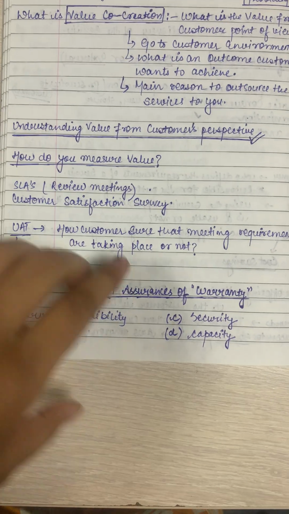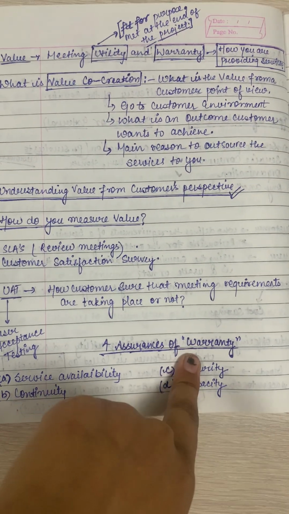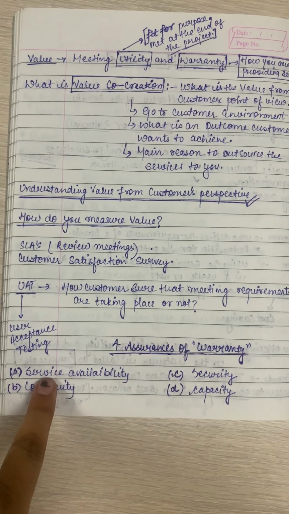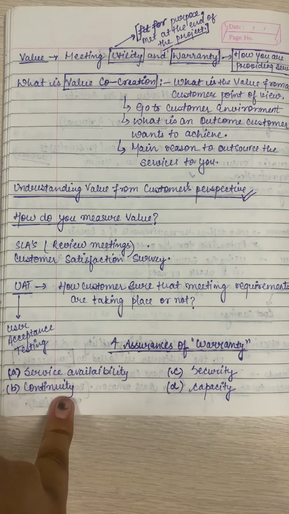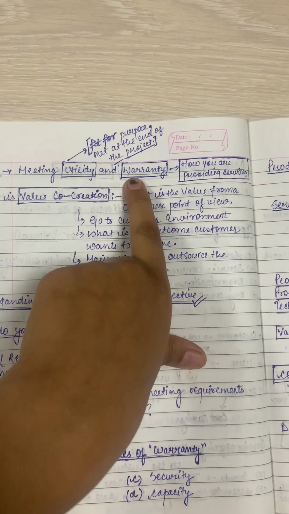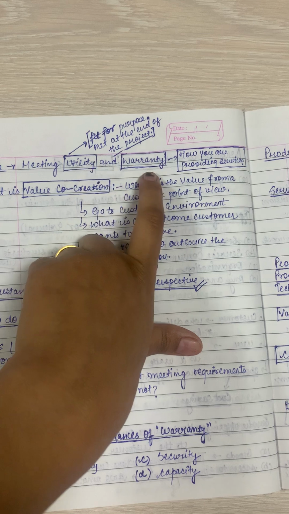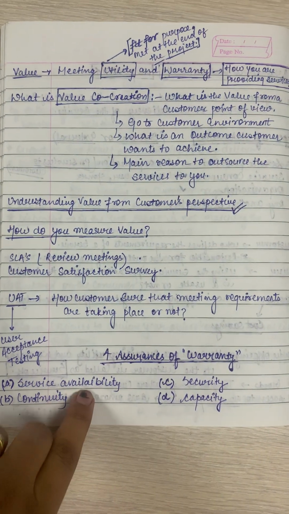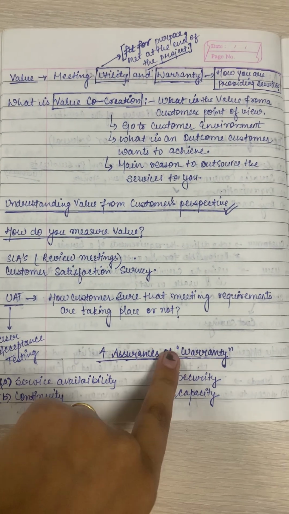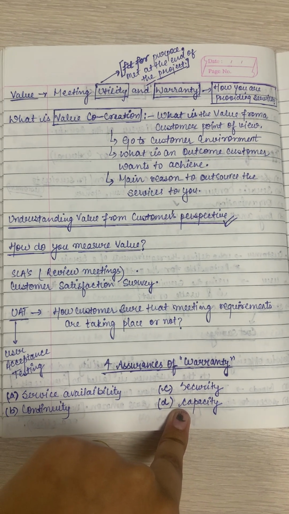Right. So what are the four assurances of warranty? What does warranty symbolize? Service availability, continuity, security, and capacity. I talked about warranty, that it needs to be consistent. You are providing the services, that is fine, but it should be available, it should be continued, it should be secure, and it should be capable enough to support.